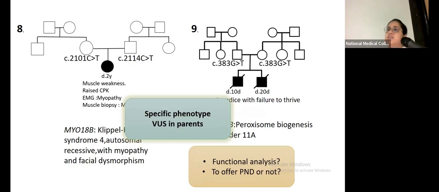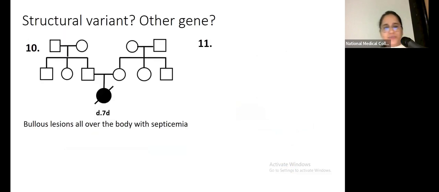So in this case, whether to offer prenatal diagnosis in the next pregnancy or not is a big question, because if you offer a prenatal diagnosis based upon the VUS present, and the child happens to be healthy, then we'll be terminating a healthy pregnancy. So again, this is a big question, but we feel that prenatal diagnosis for such cases should not be offered without functional analysis.